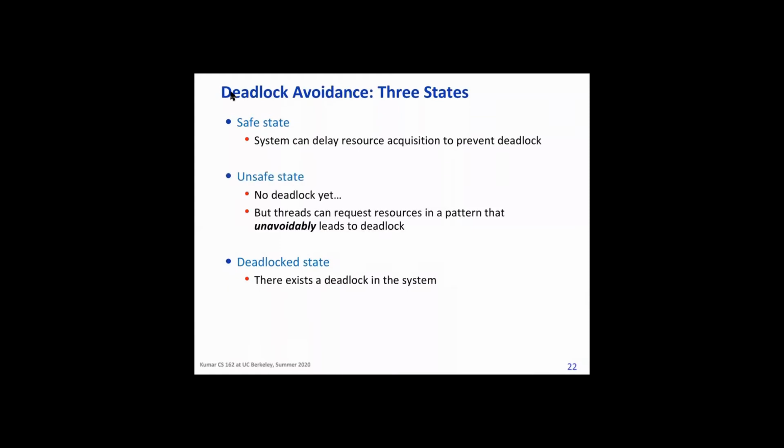So unsafe states are, of course, non-safe states, but there is no deadlock yet. It can lead to deadlock under certain request patterns. So a thread can request resources in a pattern that unavoidably leads to deadlock. Once the system goes to an unsafe state, it does not mean that it is in a deadlock state, but some unsafe states can be deadlock states.